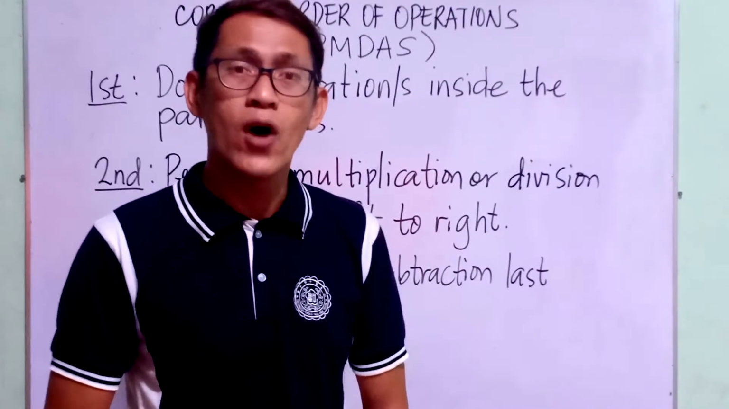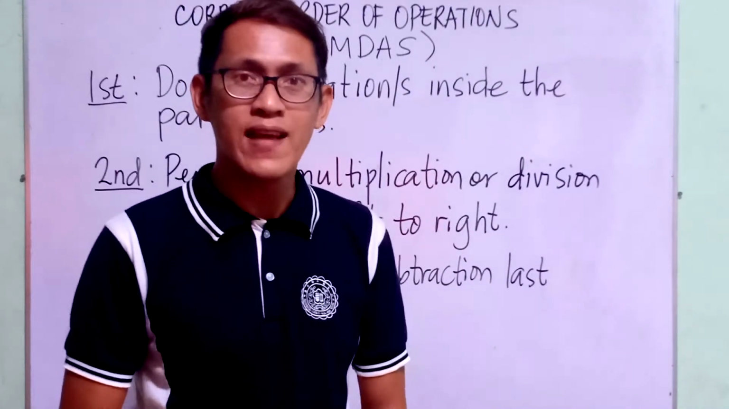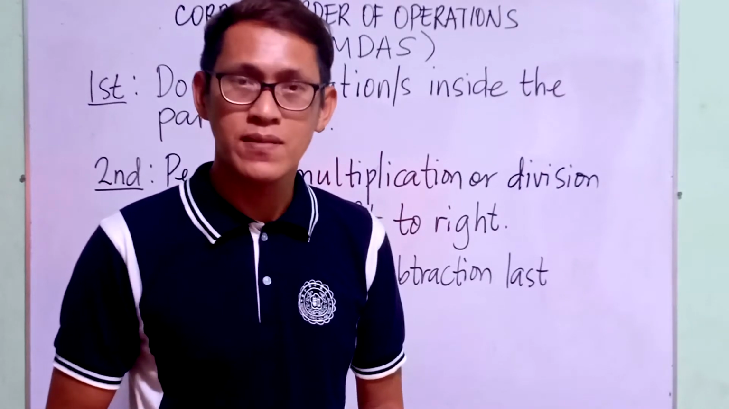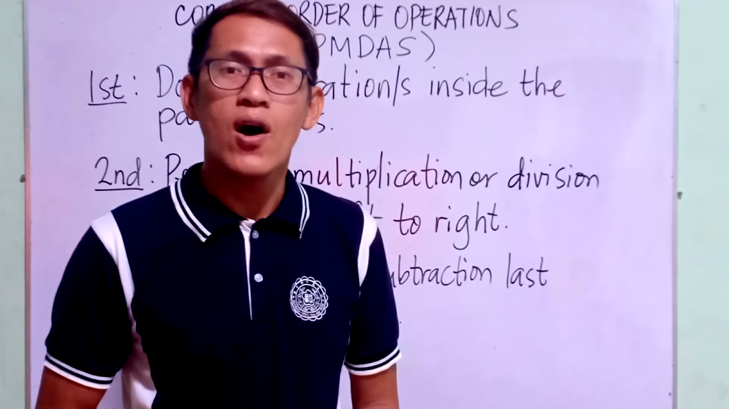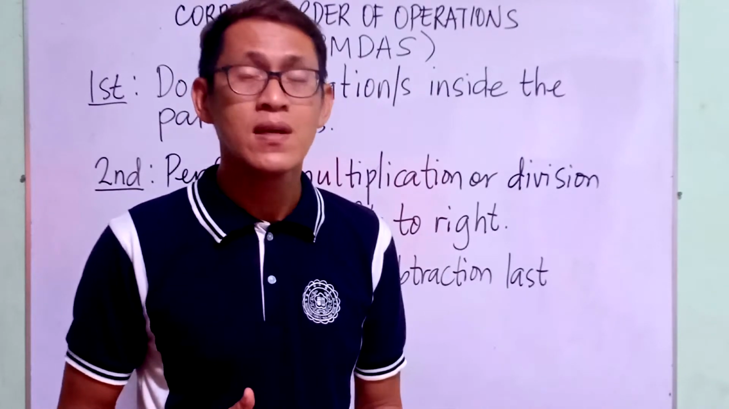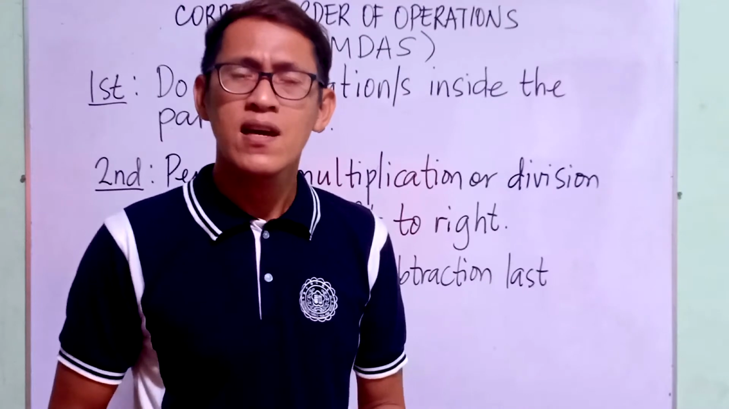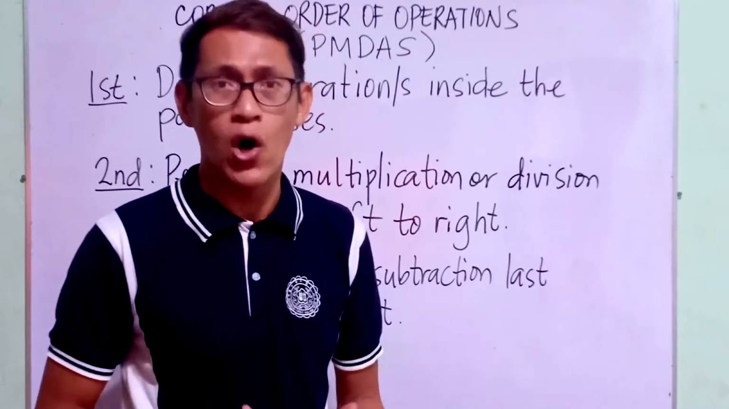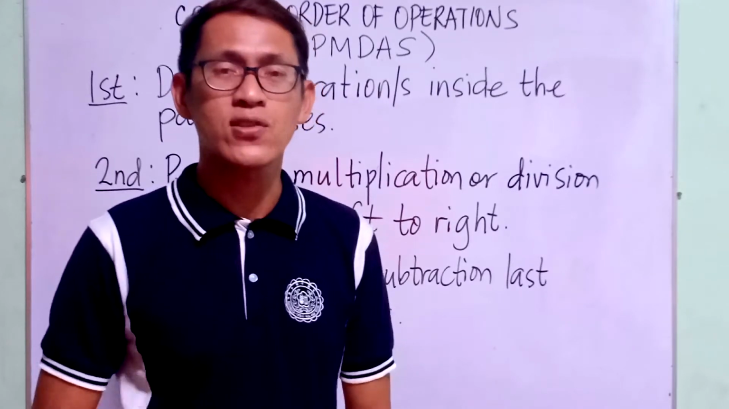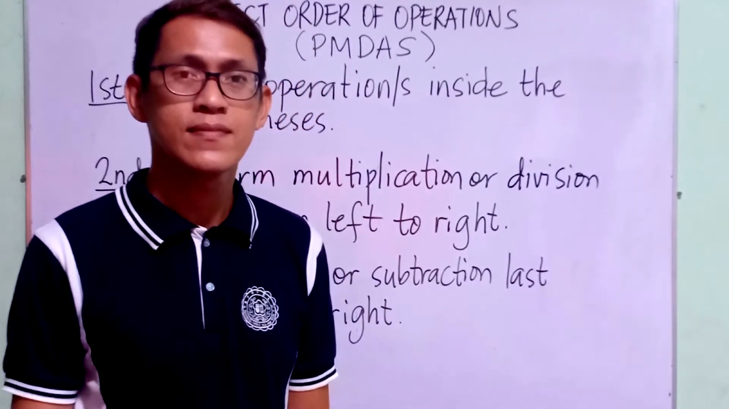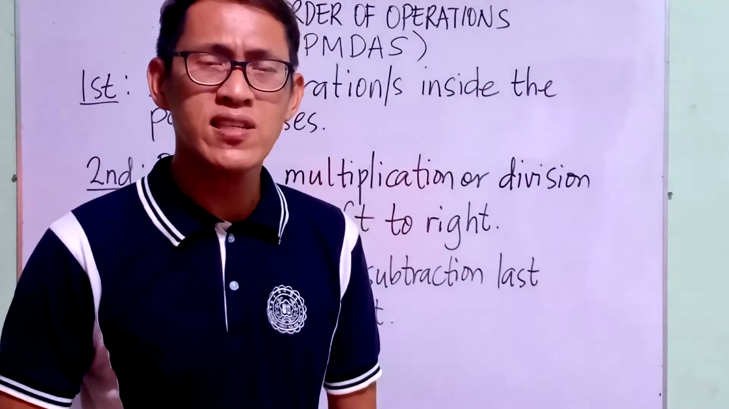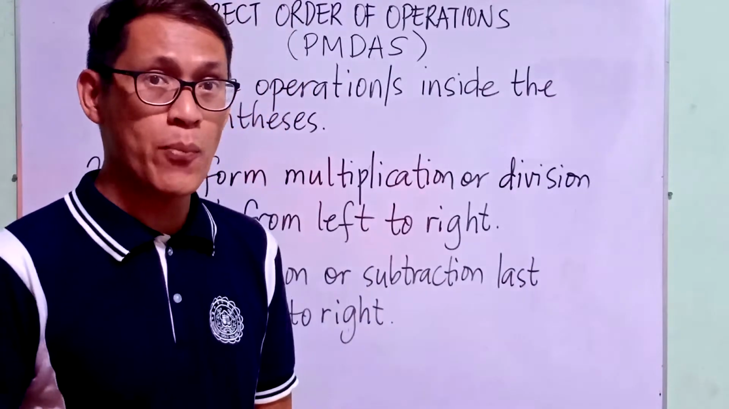When we talk of operations, these are the addition, subtraction, multiplication, and division. When two or more of these operations are involved in a number sentence, you have to follow the correct order of operations if you want to arrive at the correct answer. Now let's be familiarized with the correct order of operations.